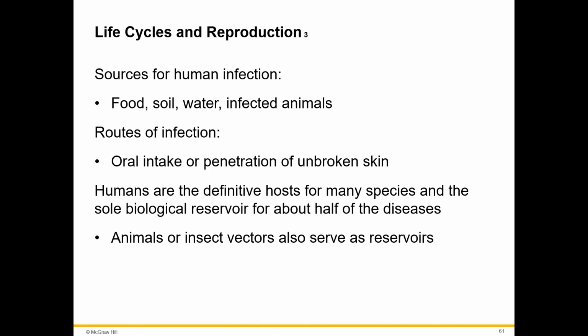So sources for human infection with worms include food, soil, water, and infected animals. The routes of infection include oral intake or penetration of unbroken skin. Humans are the definitive host for many species. So instead of being an end host or a terminal host, they are the definitive host, which means that the parasite was evolved to infect a person. Animals or insect vectors can also serve as reservoirs.